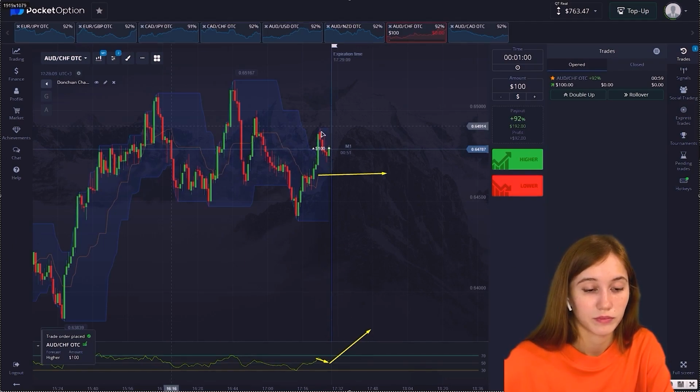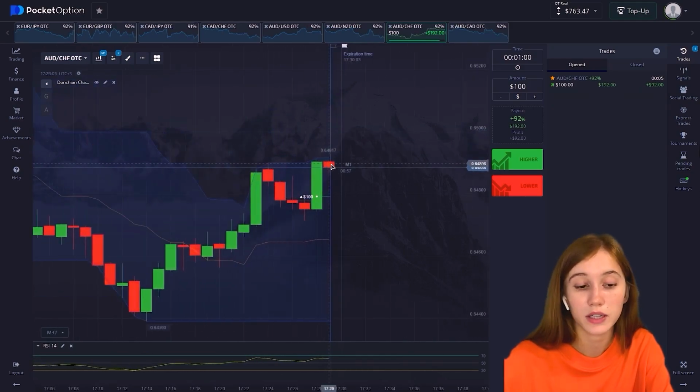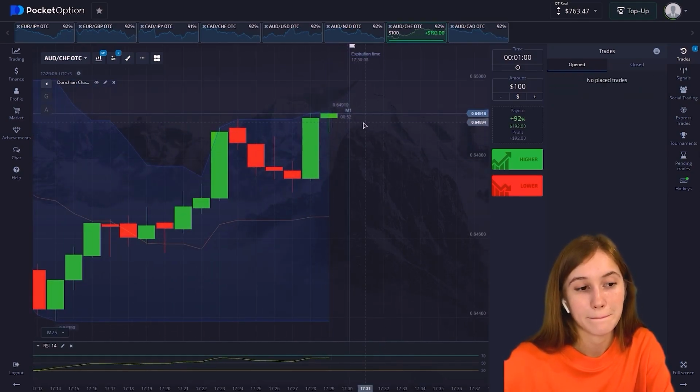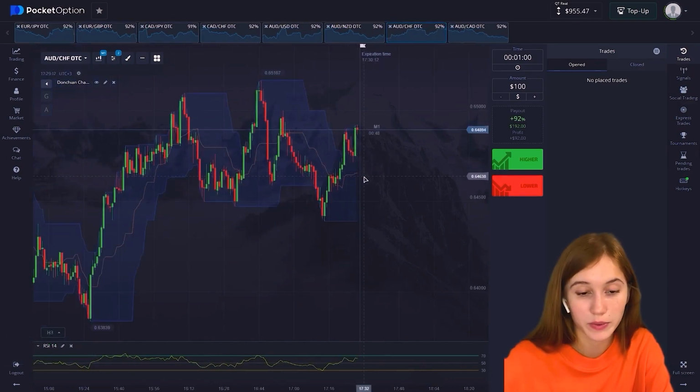So, we see a big leap happening, but immediately a large sharp drawdown occurs. But nevertheless, the drawdown is not enough, and the deal is closed in profit, like all the previous ones.